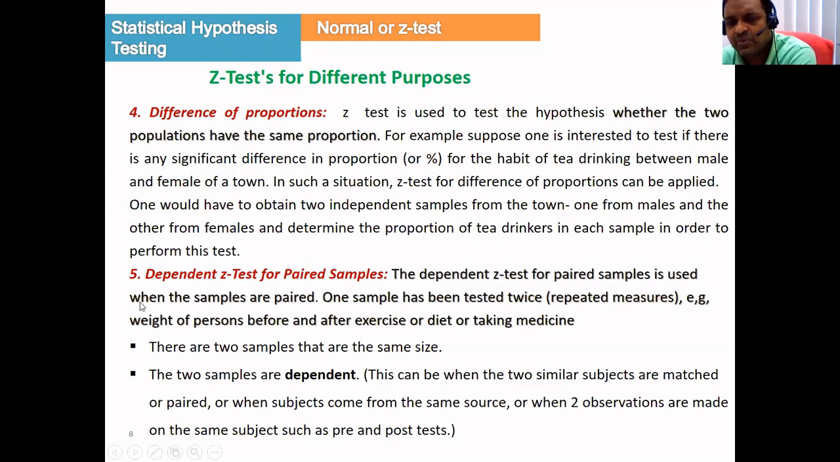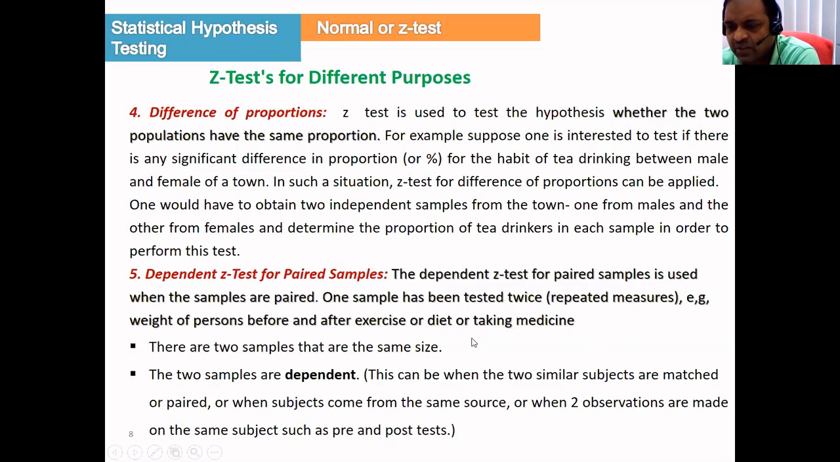Okay. And another important area where we can use the Z test is called the dependent Z test or paired sample test. That is, we can take the data from the same sample but twice. Suppose the weight of a person before and after doing some exercise, taking some medicine, or following some diet. So the same person, we take their weight before the exercise and after the exercise, or before the diet and after the diet. So this is called the dependent Z test.